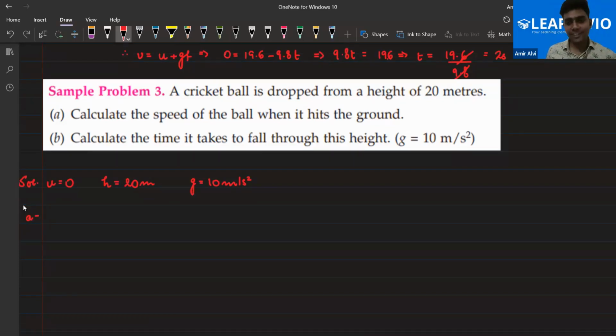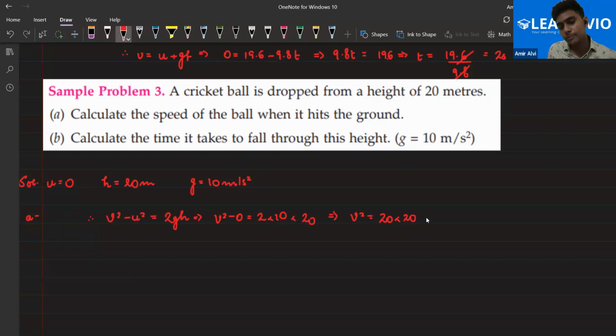Okay, speed of light, catching the speed of light. Okay. So first part, calculate the speed of the ball when it will hit the ground. Time is not given, so you can use the third equation of motion: v square minus u square is equal to 2gh, because you have been given the height. So v square minus 0 is equal to 2 into 10 into 20. That would be 400, so v square would be nothing but 20 into 20.